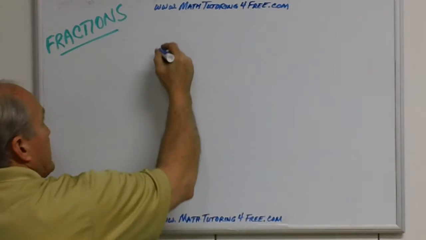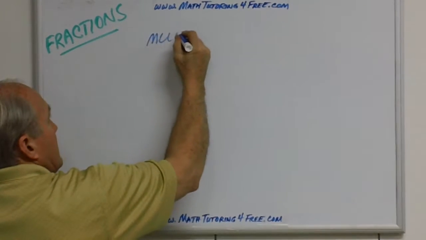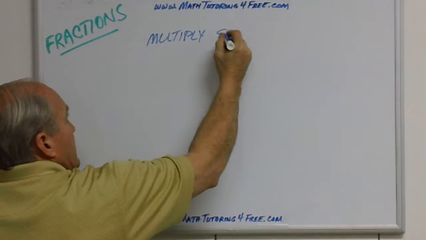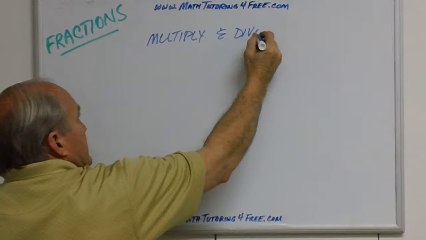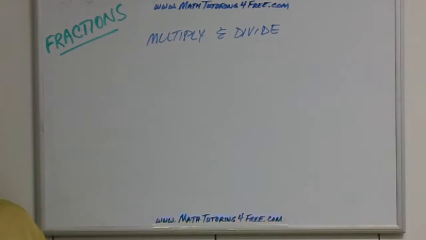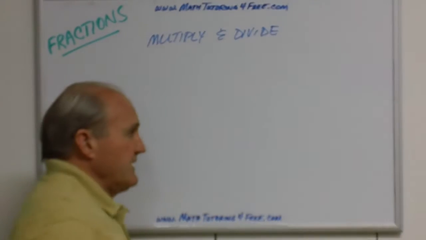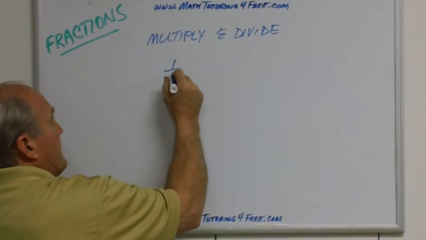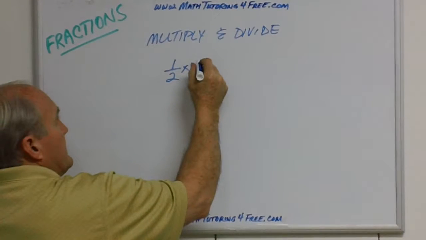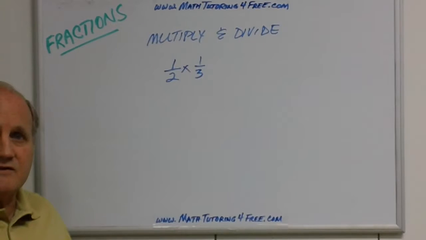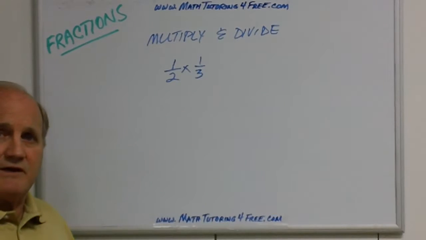When we multiply fractions, remember when we added fractions, we had to have a common denominator. Well, the good thing about multiplying and dividing, that's not necessary. A simple thing: let's say we're going to multiply 1/2 times 1/3. When multiplying fractions, all we do is multiply straight across.